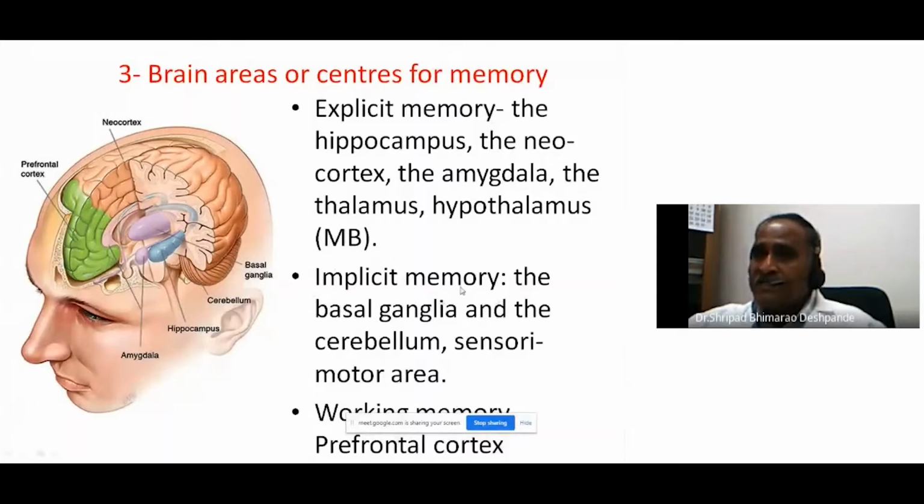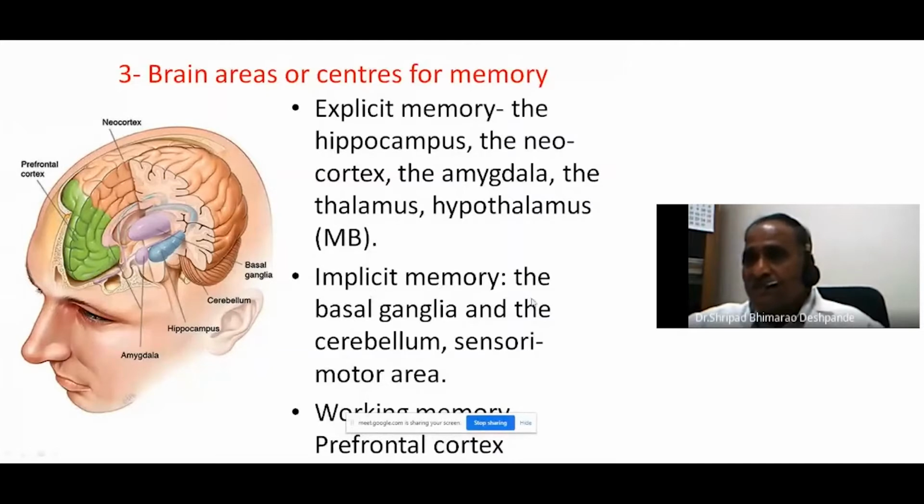Here I have not included it, but I will include the prefrontal cortex also for explicit memory. And I also include the cingulate gyrus, somewhere here. This is the cingulate gyrus, this green area, and the prefrontal cortex. So all these things are necessary for explicit memory.